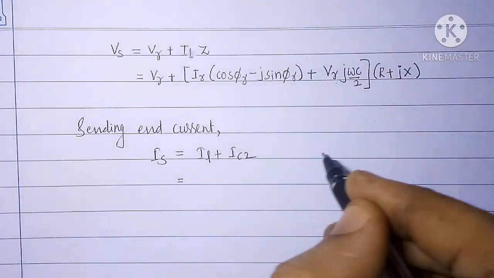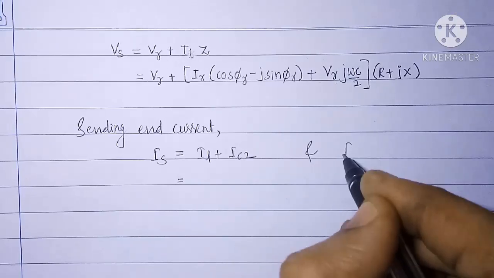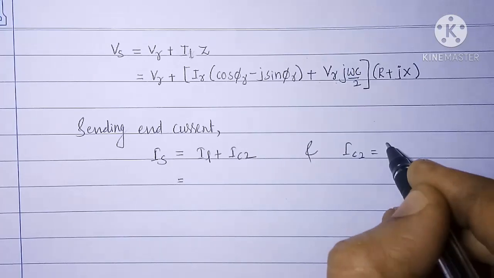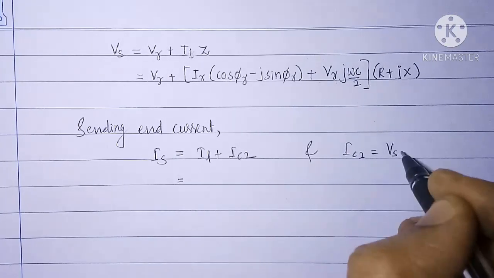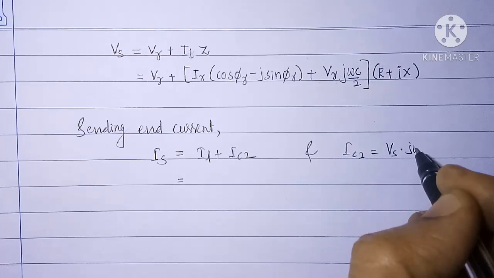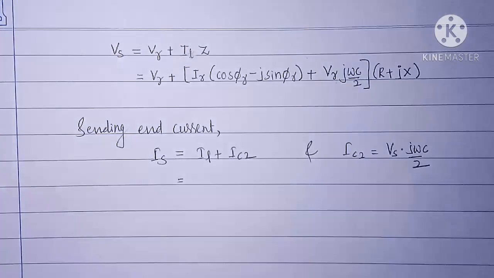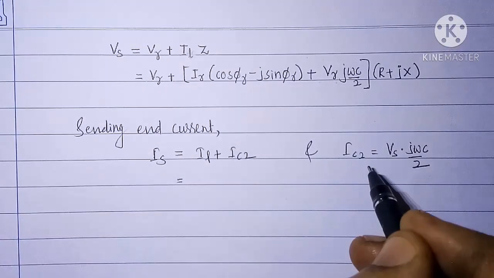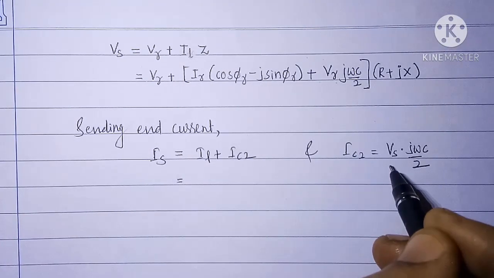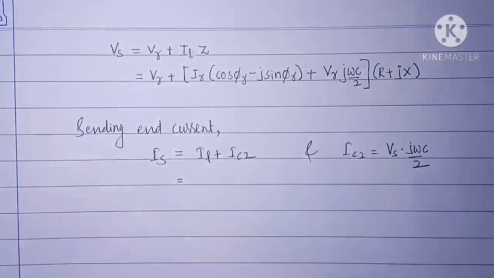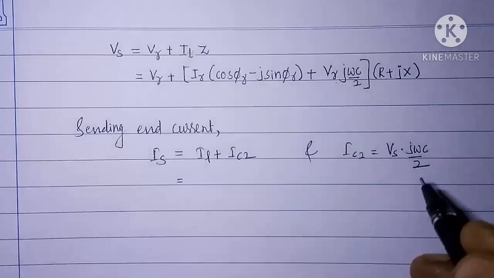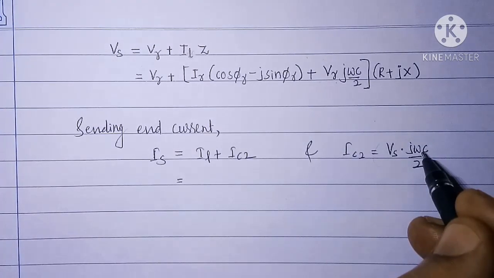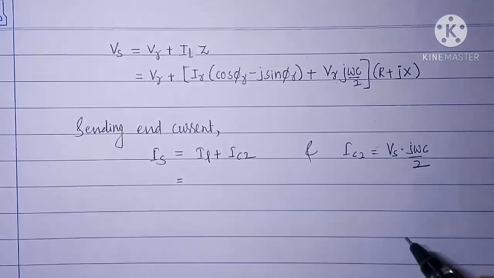And what is IC2? IC2 is equal to Vs into j omega c by 2, because voltage across capacitor near sending end is equal to Vs, and it is admittance of shunt capacitor.